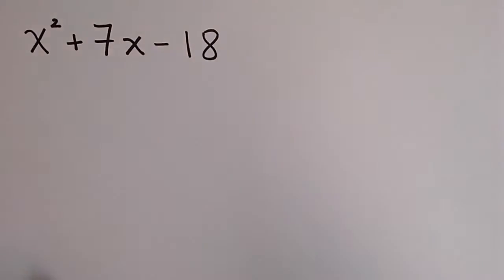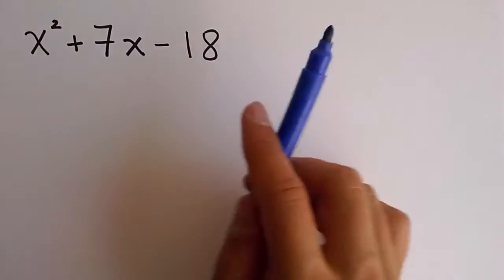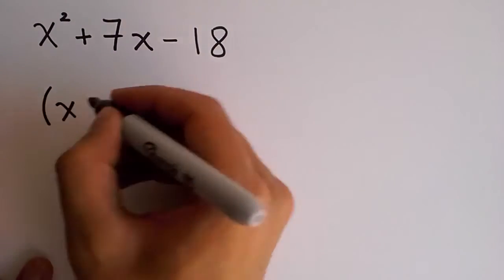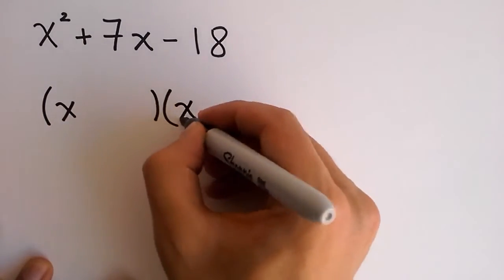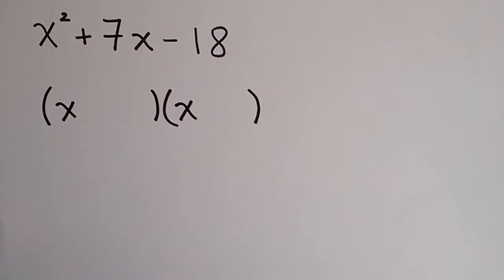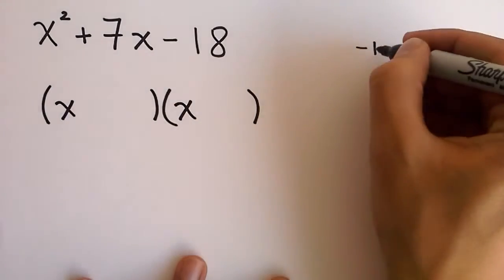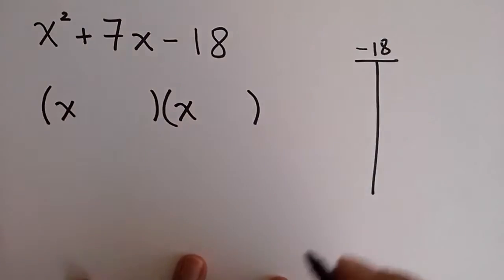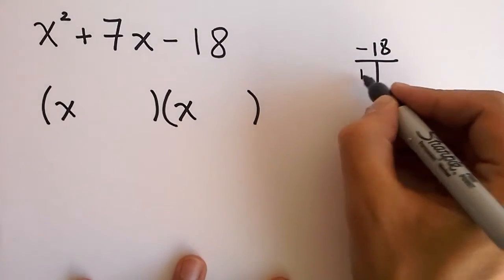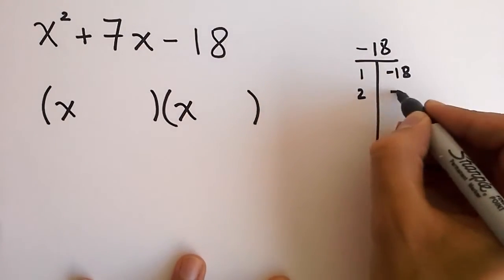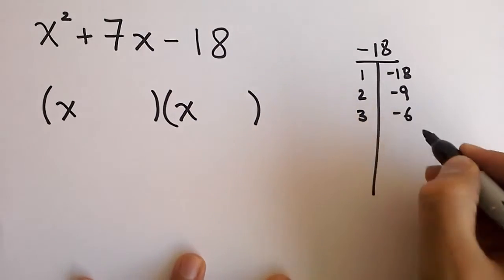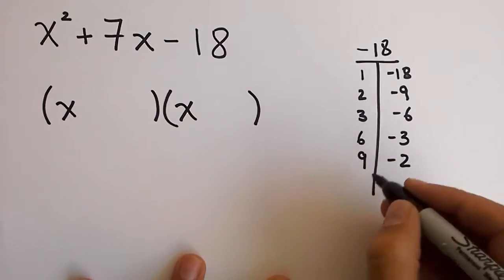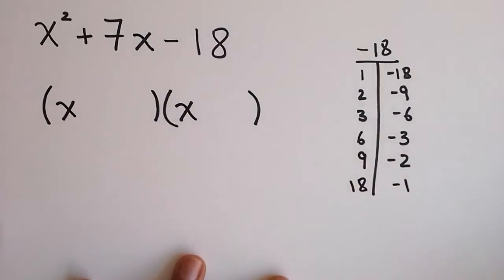Let's check out our second example, where in the constant term we have a negative number. Same thing, you want to build up 2 parentheses. Immediately you know that the first 2 terms in each one of them is x. Now, if you think about negative 18, there are many more factors because you need to consider positive and negative ones. So 1 and negative 18, 2 and negative 9, 3 and negative 6, 6 and negative 3, 9 and negative 2, 18 and negative 1.